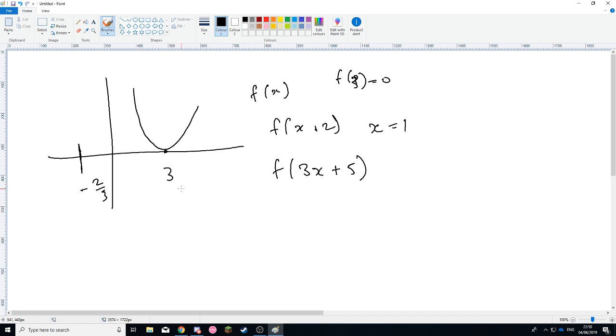Oh, I just clocked such an easy way to do it. If you see a transformation like 3x plus 5, and you know f of 3 equals 0, you can just say 3x plus 5 is equal to 3 and rearrange for x. What I'm saying is, if you know f of x equals 3 is a solution and you want to know where the solution is for f of 3x plus 5, just make this inside bracket equal to this previous solution. So 3x plus 5 equals 3. If you rearrange that, you get minus 2 over 3, which is what you want.